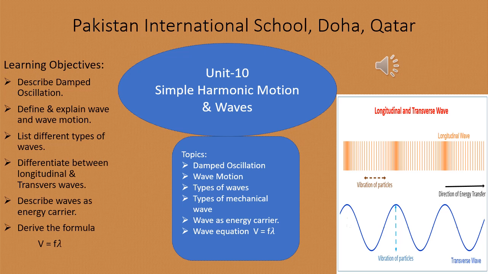Dear students, before taking a proper start of today's lesson, first of all, learning objectives. At the end of the lesson, students should be able to describe damped oscillation. Define and explain wave and wave motion. List different types of waves. Differentiate between longitudinal and transverse waves. Describe waves as energy carrier. Derive the formula V equals F lambda.